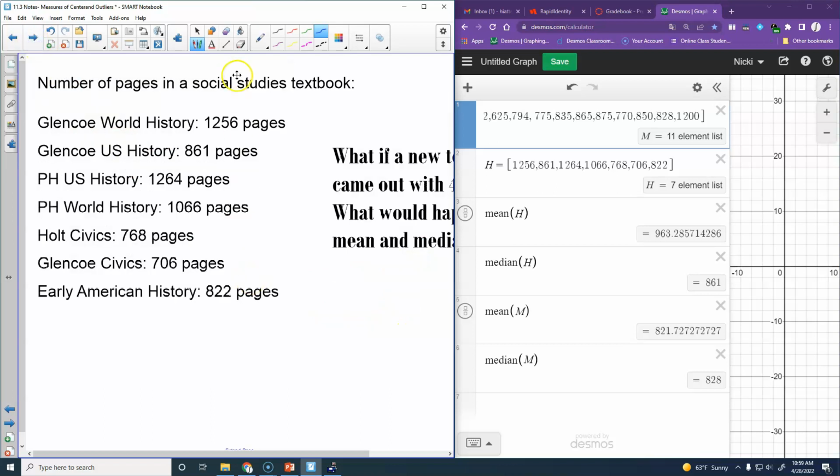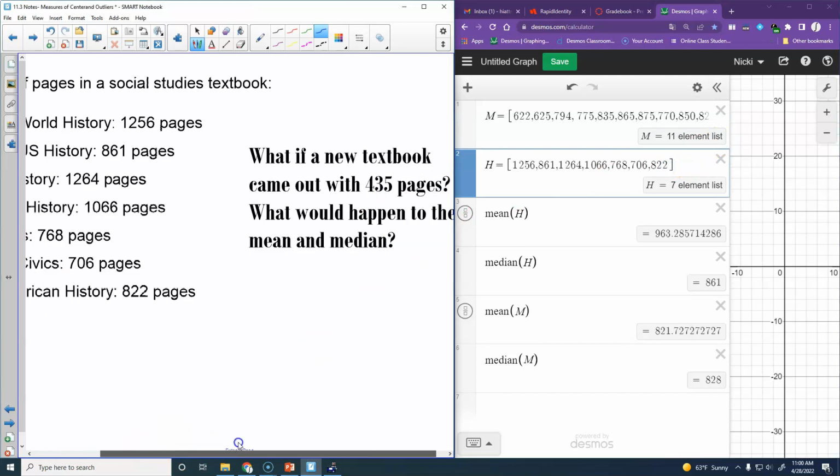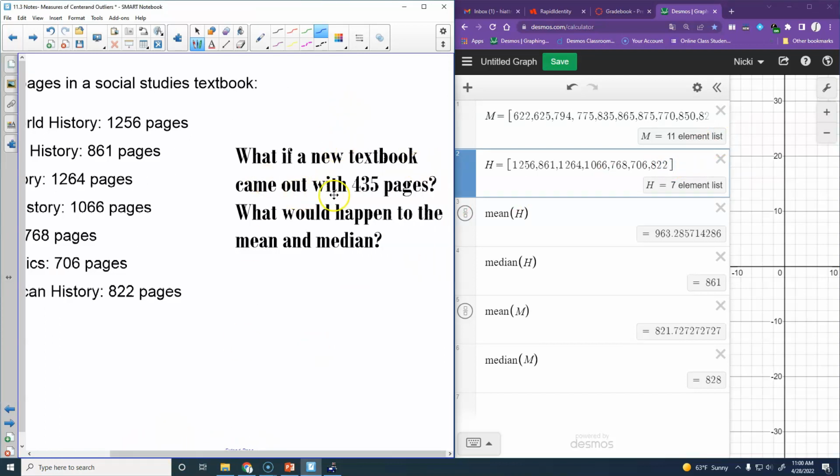All right, let's do the same thing with the social studies book. I'm going to do that up here so we don't have to calculate everything else by hand. What about if a textbook comes out with only 435 pages? So let's talk first, what do you think is going to happen? If we got 435, what's going to happen to mean and median? They should go down because that's less than we have for any of our other books here.